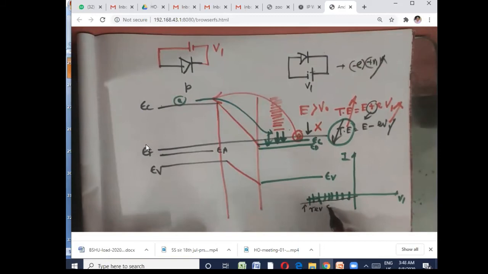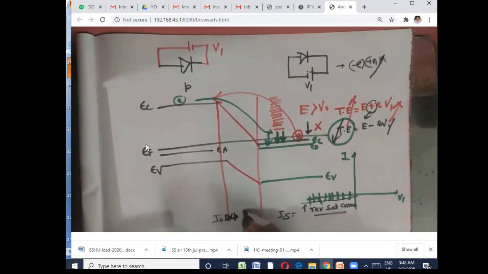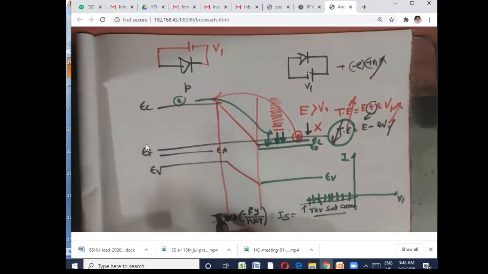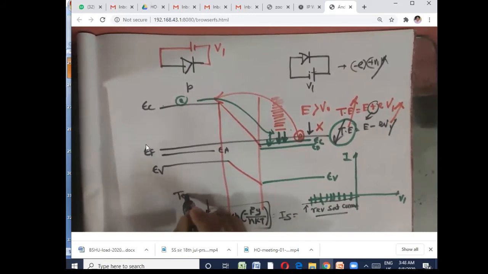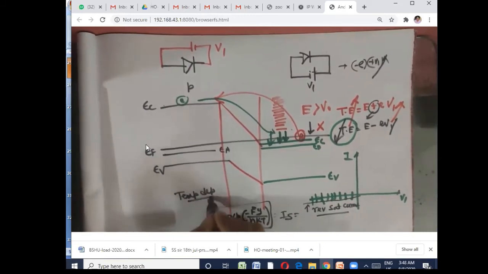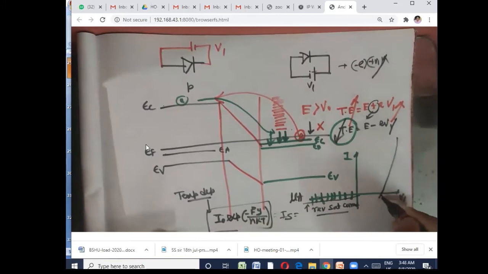A very small current flows through the device. This is called IS, and the value is like I0 exponential minus band gap by eta kT. This is a thermal current, a temperature dependent current that will flow through the device. It is always present. It is very low, of the order of microamperes, whereas the normal diode current above 0.7 volt or so is of the order of milliamperes.